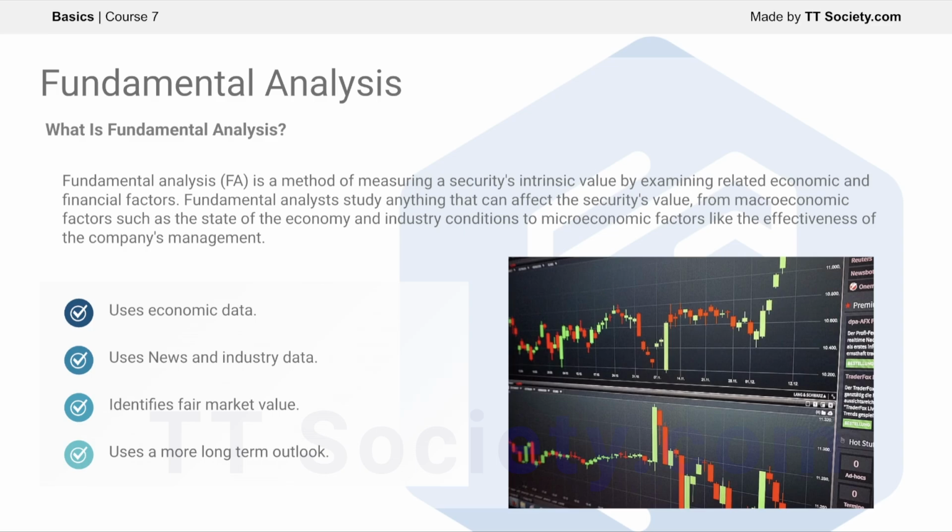So it's very different to what technical analysis does. And this would fall into the category of somebody that is actually swing trading.